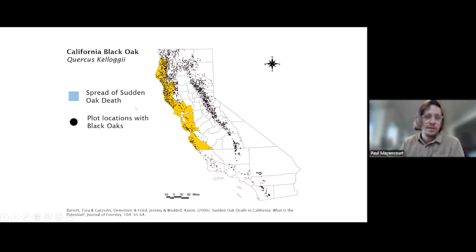And another issue in California outside of the fires is the spread of diseases. Here you can see the spread of sudden oak death in the state in yellow. You can see that it's been spread throughout the different counties in the state of California. And you can see that black oak is one of the species impacted by this disease. So there's also a need to clear out some of those trees that are in the forest because they are going to die.